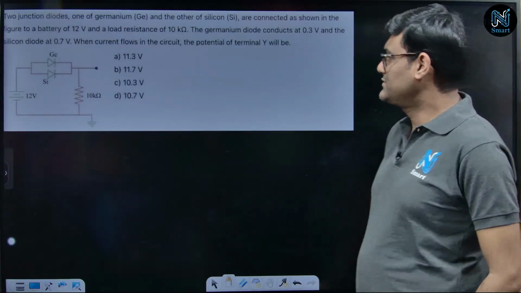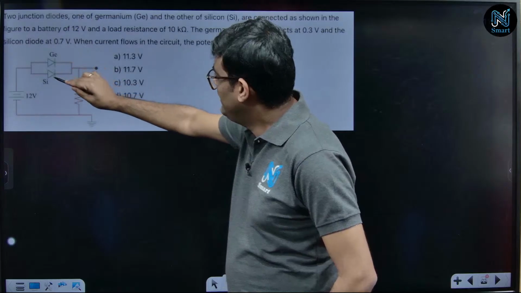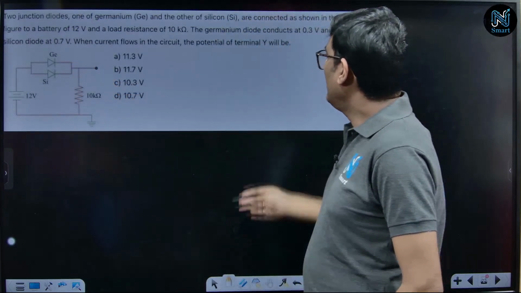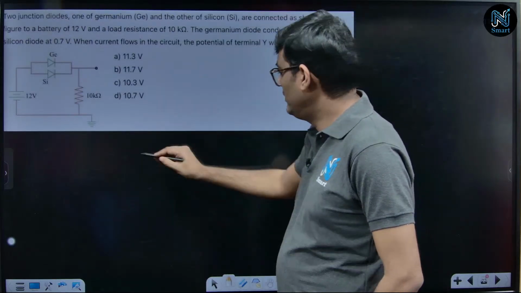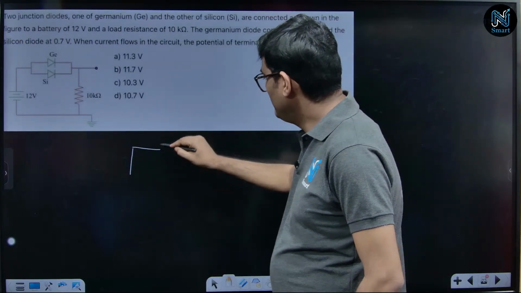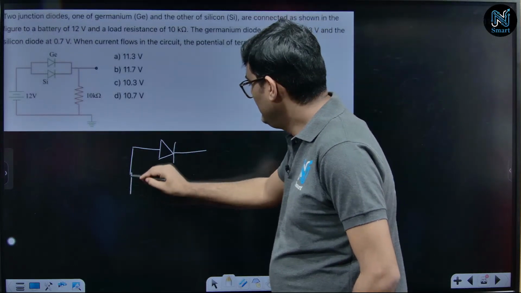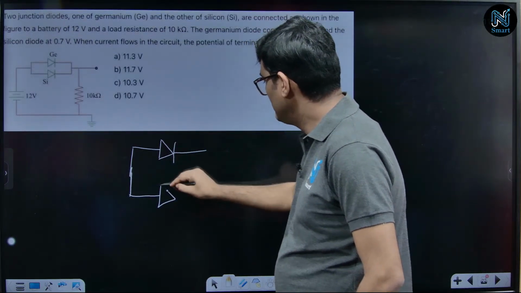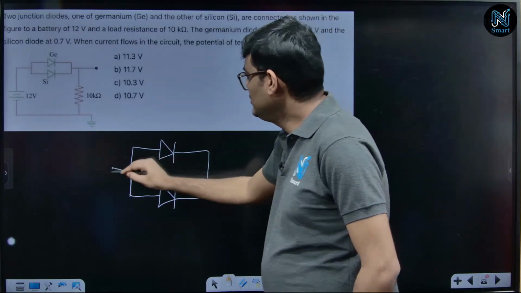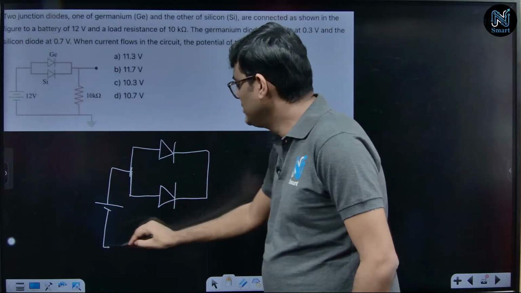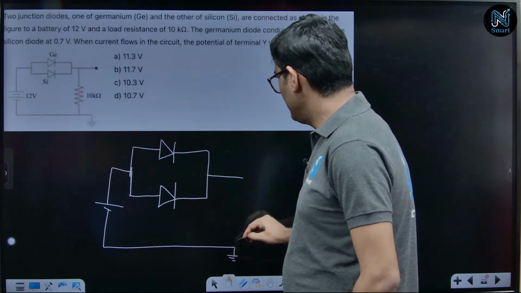I hope the question is visible. এখানে বলছে দুটো জাংশন ডায়োডস, একটা জার্মেনিয়াম একটা সিলিকন, they are connected as shown in the figure to a battery of 12 volt. যদি আমি এই ডায়োডগুলোকে পরিষ্কার করে এখানে একবার ড্র করে দিই, একটা হলো জার্মেনিয়াম ওপরেরটা, নিচের ডায়োডটা হলো সিলিকন, এই দুটো ডায়োডকে প্যারালালে কানেক্ট করা আছে এরকম, আর এই দুটো ডায়োডকে 12 ভোল্টের একটা ব্যাটারির সঙ্গে কানেক্ট করা আছে, রাইট? এই ব্যাটারির একটা এন্ডকে আমি গ্রাউন্ড করে দিয়েছি, রাইট?